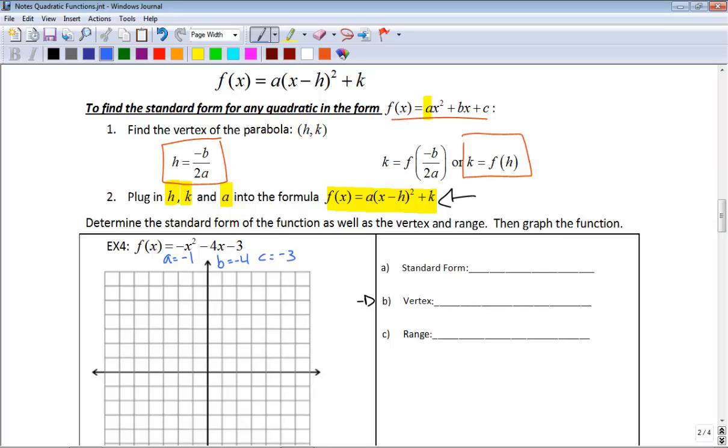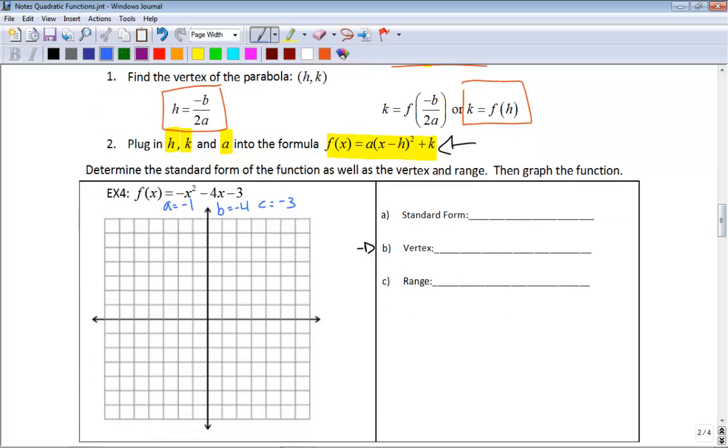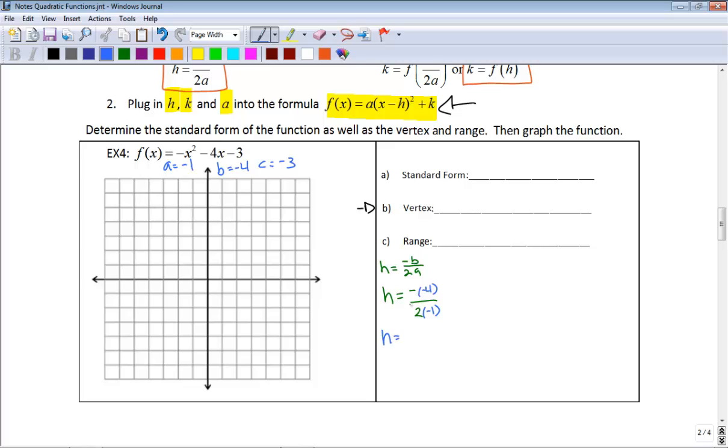All right, let's go ahead and find h. Well, again, h is equal to negative b over 2a. So plugging in, h is equal to negative, well, b is negative 4, so it's the negative of negative 4 over 2a. a is negative 1. So if we clean this up, we get that h is equal to, well, the negative of a negative is a positive 4. 2 times negative 1 is a negative 2. Well, 4 over negative 2 is negative 2. So the h of my vertex, or the x-coordinate of my vertex, is negative 2.